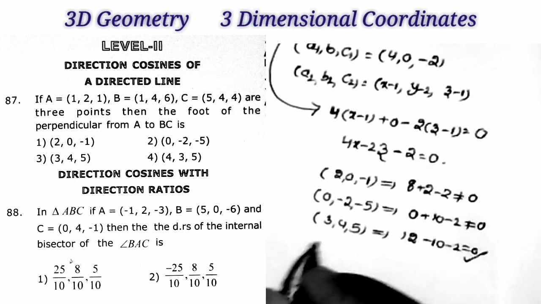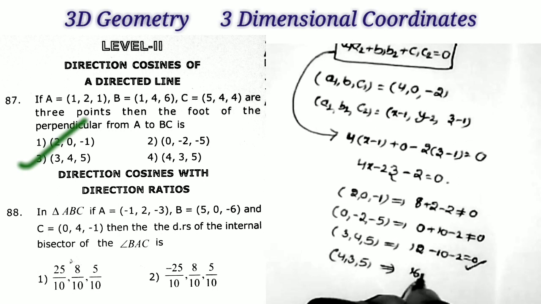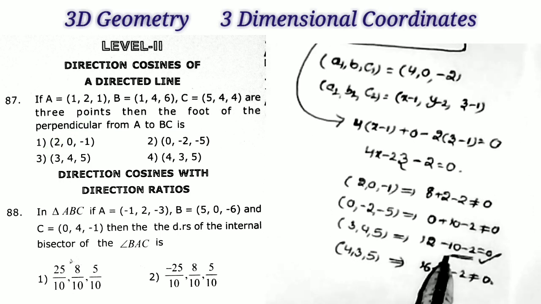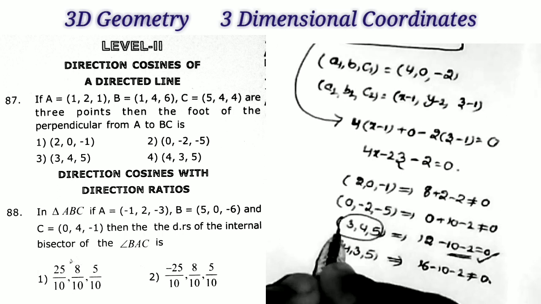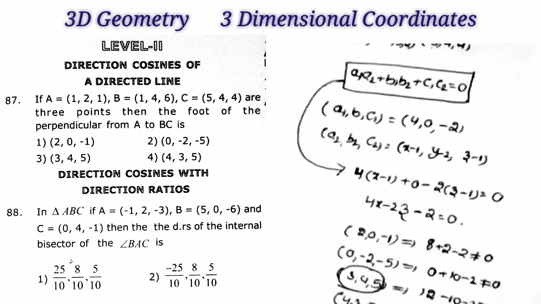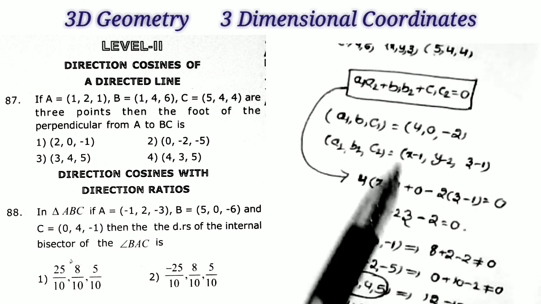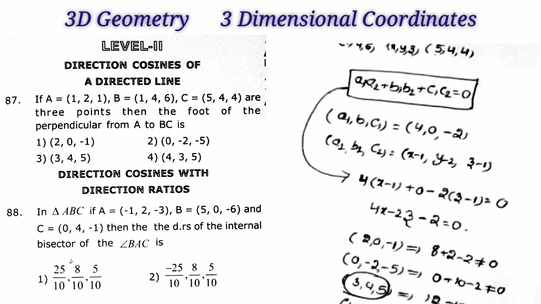Therefore the answer is the third option. Also check the fourth option. This also doesn't satisfy: (4, 3, 5), that is 16 minus 10 minus 2, which is not equal to 0. So only the third option is satisfied, so this is the correct answer. The answer is the third option. That's all. So foot of the perpendicular means simply we apply the formula a1a2 plus b1b2 plus c1c2 is equal to 0 to get the required point.